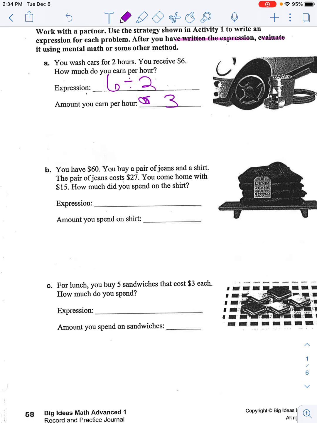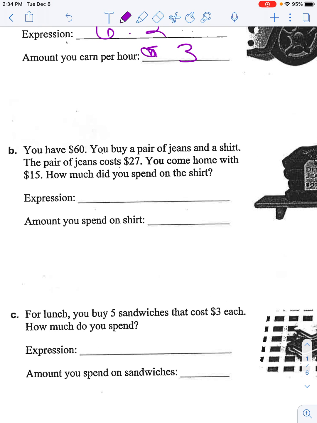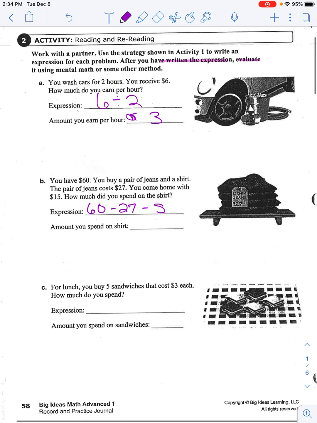On B, you have $60. You buy a pair of jeans and a shirt. The pair of jeans cost $27. You come home with $15. How much did you spend on the shirt? Okay, so we're going to start with $60 in our pocket, and we're spending 27 of it on the jeans. And then minus some number that we'll figure out in a second is the shirt. Okay, and then we come home with $15 in our pocket. So let's take off the jeans first.